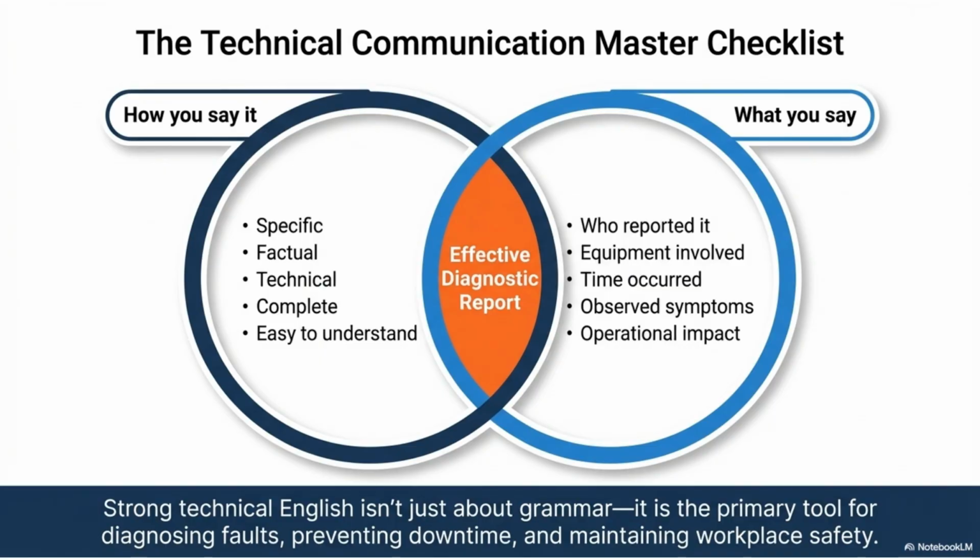To summarize this lesson, a technical complaint must be specific, factual, technical, and complete. Technicians should always include 5 essential elements: who reported the problem, which equipment is involved, when the failure occurred, the symptoms observed, and the operational impact.